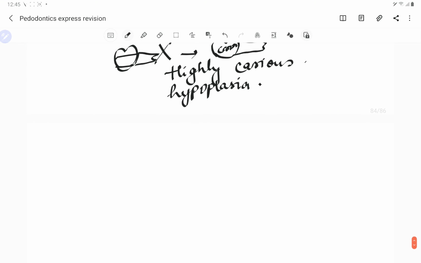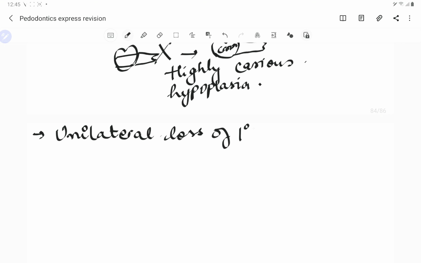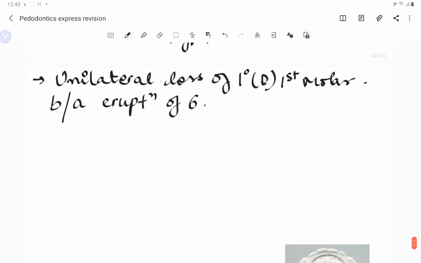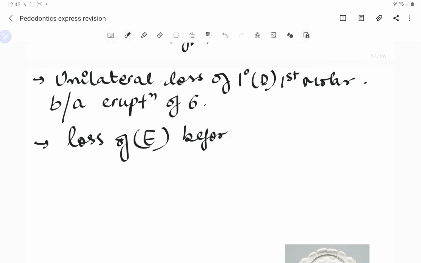So guys, if we have to summarize the band and loop space maintainer, it is given in unilateral space loss. So if there is unilateral loss of the primary first molar, which is D, before or after the eruption of the 6, which is the permanent first molar, or you can give it when there is loss of the E, but it is before the eruption of the permanent incisors.